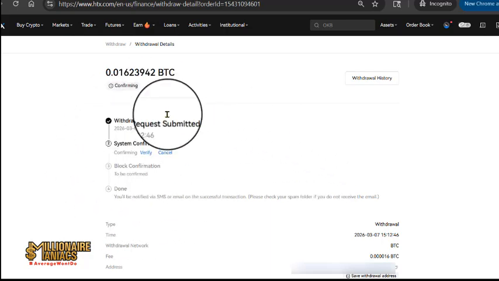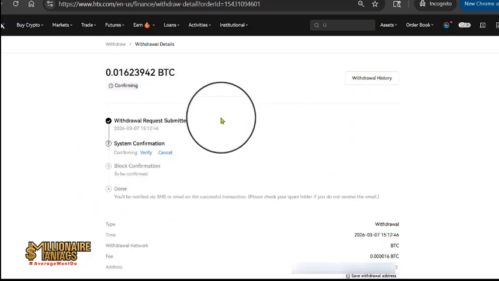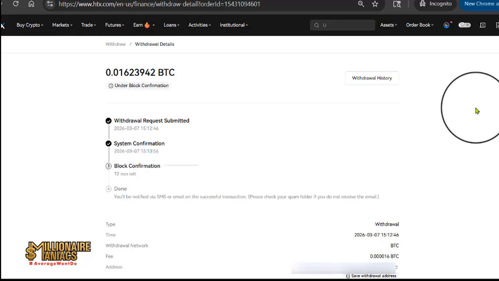And then you can leave this window up or not. And once it's confirmed on the Bitcoin blockchain, then it is in your wallet. And you just keep doing this process as you're stacking your Bitcoin and saving it for a rainy day. You just keep doing the same process.